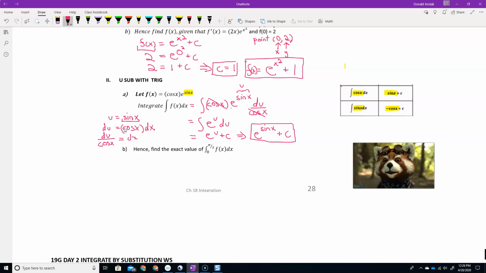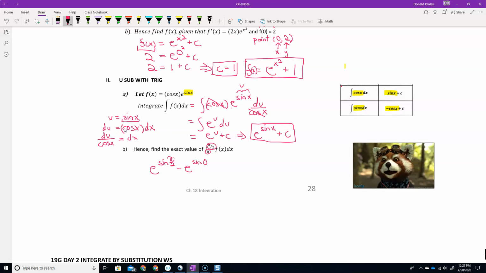Okay, so to evaluate this integral, there's our lower and our upper bounds. So it's simply a matter of substituting those in. We don't have to worry about c because we have the bounds here. So this is simply going to become e to the sine pi over 2 minus e to the sine at 0.